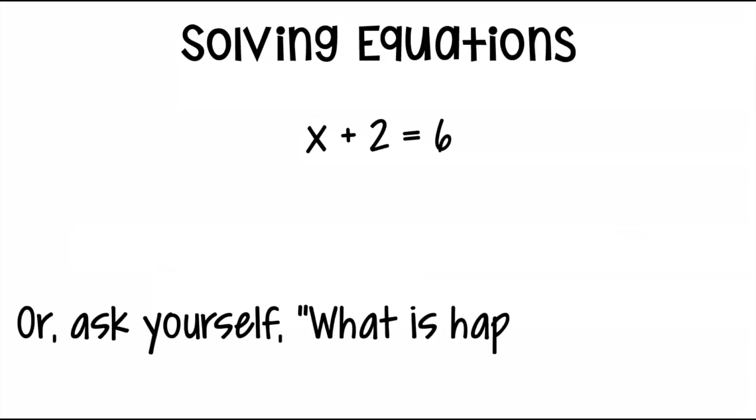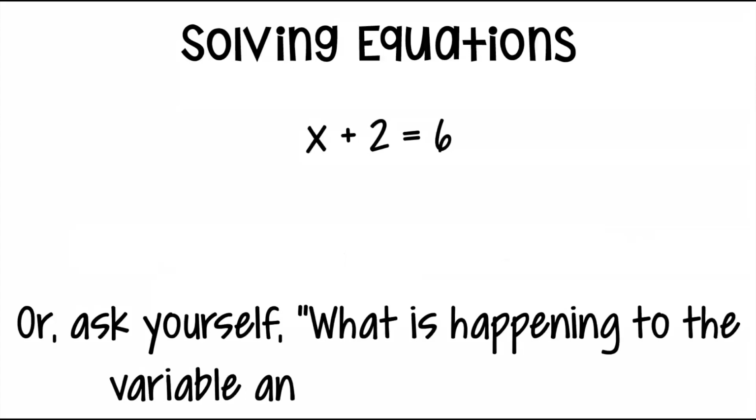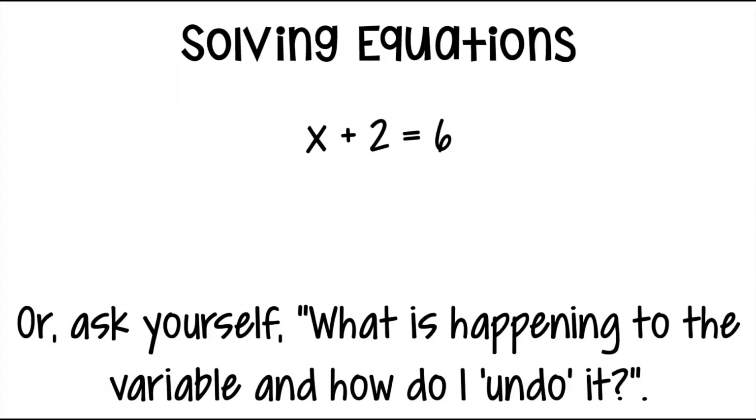Or you can ask yourself, what is happening to the variable and how do I undo it? This is going to be our focus for solving equations, because not all equations are this simple, right? It's not always easy to identify what the value of the variable is on your own. But if we ask ourselves, what's happening to the variable? In this case, the variable x is being added by 2. How do I undo addition? What was its inverse operation? Subtraction. So if I subtract 2 there, that's going to undo what happened to our variable.